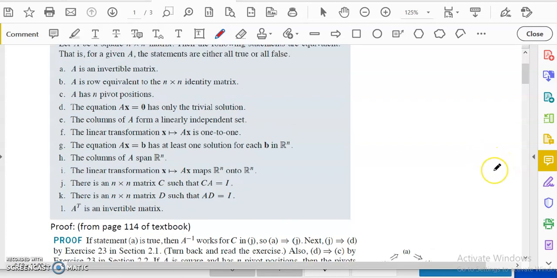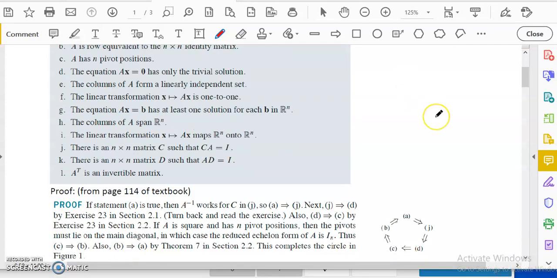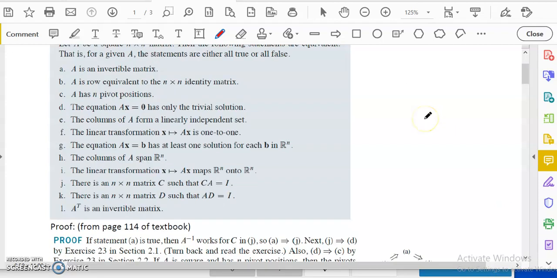So A is an invertible matrix. So invertible means A inverse exists such that A inverse times A would become I. And so, of course, you can find C because C is A inverse, so it becomes I. So this is kind of like the definition, right? And then A to J, and then we go to D, which is Ax equals 0 has only the trivial solution.